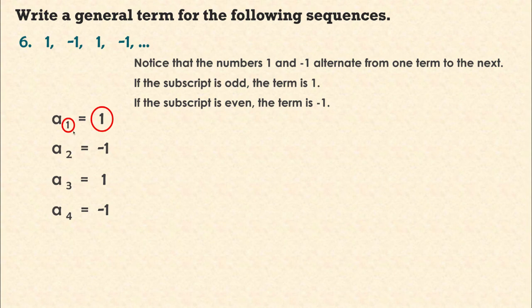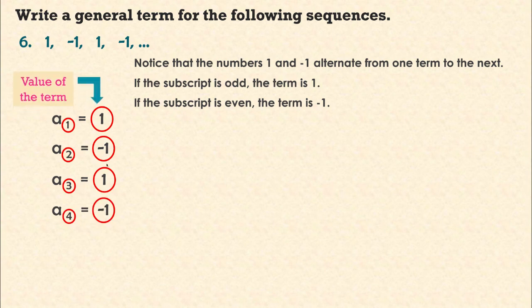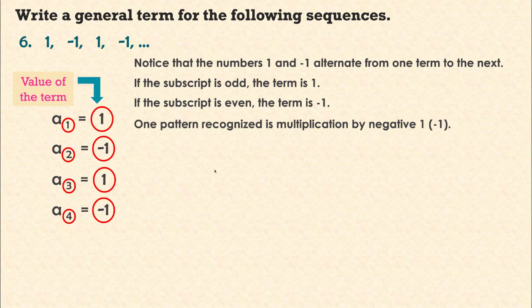So, take note. Subscript is odd, term is 1. Subscript is even, the term is negative 1. So, here it's odd, so 1. Even, so negative 1. So, these are the values of the term. Now, one pattern recognized here is multiplication by negative 1.